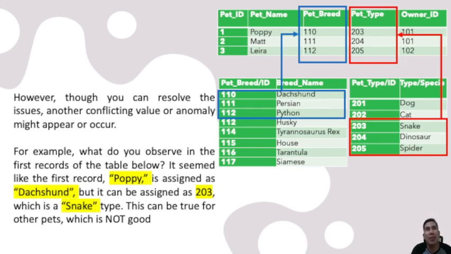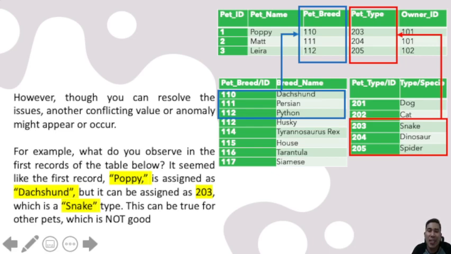So basically, there is a data integrity problem there, because we assigned an inappropriate type for our breed on that particular pet. So although we are able to resolve the issue of repeating groups and data redundancy for breed and pet type, the way we designed our tables here is not good.